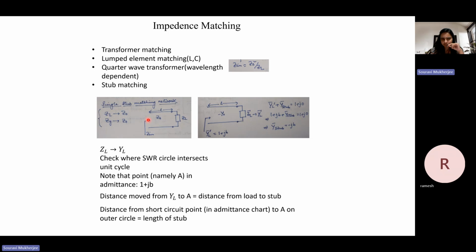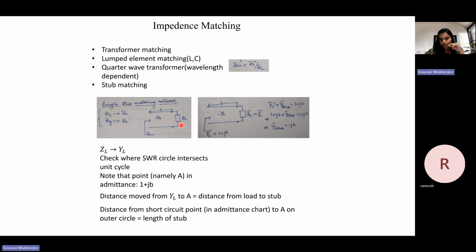What you add is called the stub, and that's nothing but some impedance that you add in parallel to the load. So there are two things. First, what should be the length of your stub, so what are you adding, and at how far from the load are you adding it.